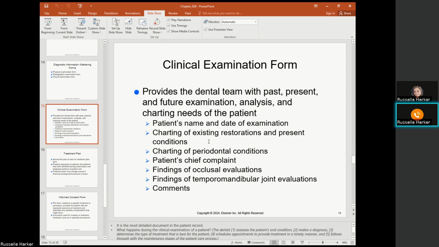Findings of occlusal evaluations, meaning, are they grinding and bruxing their teeth? Findings of temporomandibular joint evaluations: are they having any problems with clicking or popping in their temporomandibular joint areas? And any other comments that they may have about their visit.